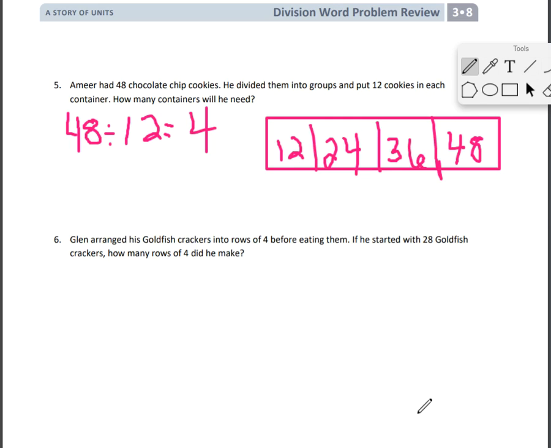Let's take a look at our final problem. Glenn arranged his goldfish crackers into rows of 4 before eating them. So they're in rows of 4. Each row looks like 1, 2, 3, and 4. He started with 28 goldfish crackers. How many rows of 4 did he make? All right, so that's 28 divided by 4.